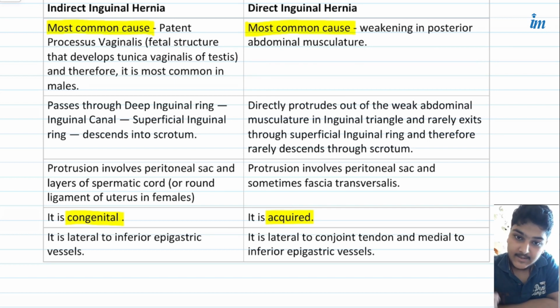Indirect inguinal hernia protrudes along with peritoneum and layers of the spermatic cord, or round ligament of uterus if it is occurring in women. And direct inguinal hernia, peritoneum, and sometimes fascia transversalis. Indirect inguinal hernia is congenital, the most important point, whereas direct inguinal hernia is not congenital, it is acquired. It occurs after birth. Indirect inguinal hernia is lateral to the inferior epigastric vessels. The location is very important. And direct inguinal hernia is lateral to the conjoint tendon and medial to the inferior epigastric vessels.